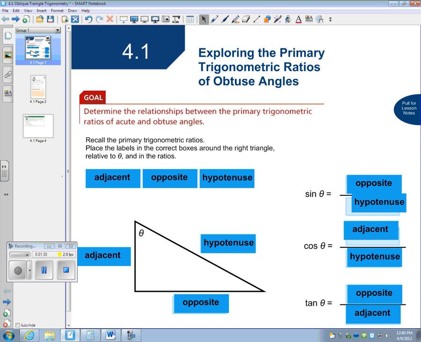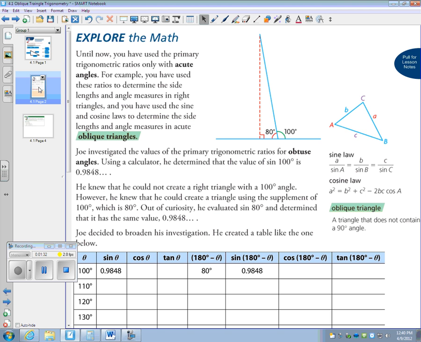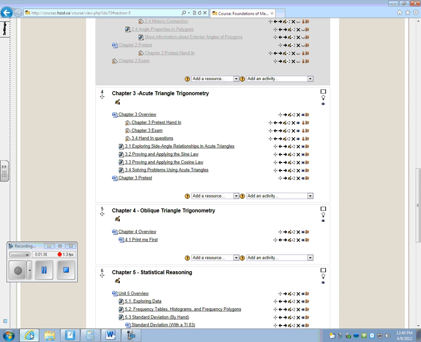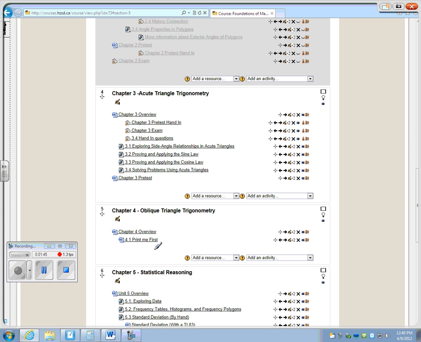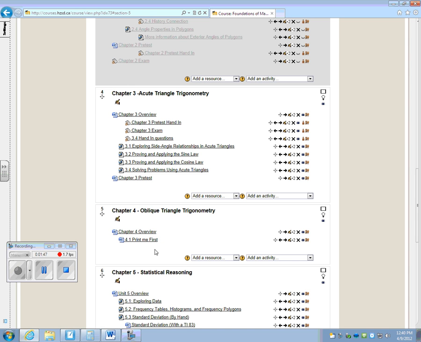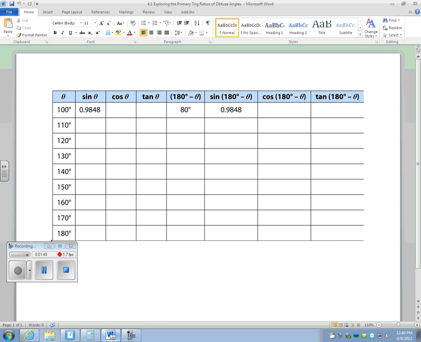Okay. Before we go any further, I want you to go to the course, and there's something called 4.1 Print Me First. I really want you to have that printed. It looks something like this when you print it out. I'm going to fill this in, and I'm going to press pause at some point, and you're going to continue filling in this table, and you're going to notice a pattern when you fill in this table.